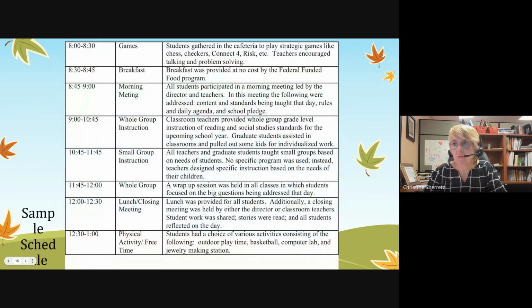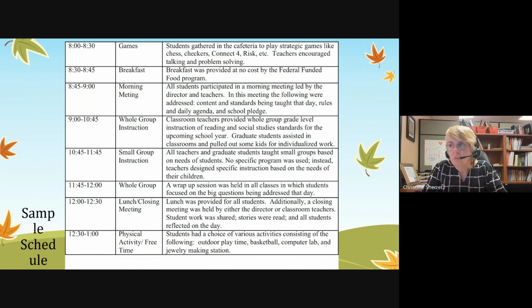Here was our schedule. We started out in the cafeteria. We did games like chess and Connect Four. We did games that involved talking and problem solving and strategic things. We had a breakfast that was provided, that was federally funded, so we didn't have to pay for that in the grant. We had a morning meeting every day, which is something as an administrator I always did, where we did the pledge, we went over a daily agenda, set the schedule.